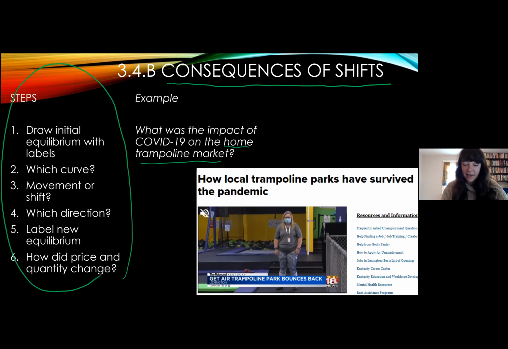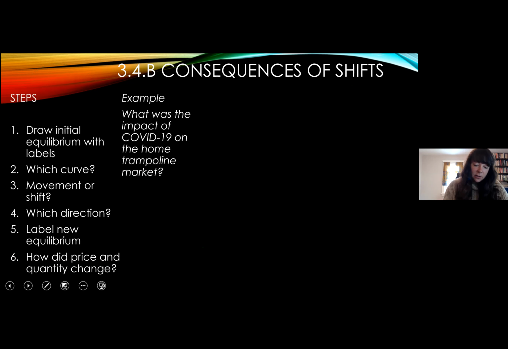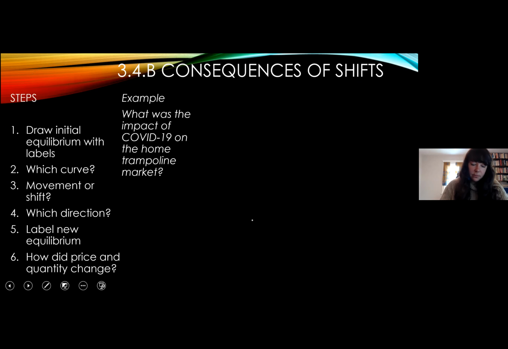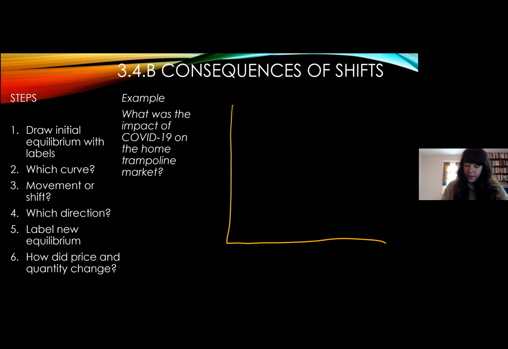So why is that? Let's warp our common sense into our model, okay? So the first step is to draw the initial equilibrium with all our labels. So, oops, we're thinking about trampolines. And we're thinking about price and quantity space. We've got our supply, our demand. This is the initial equilibrium.